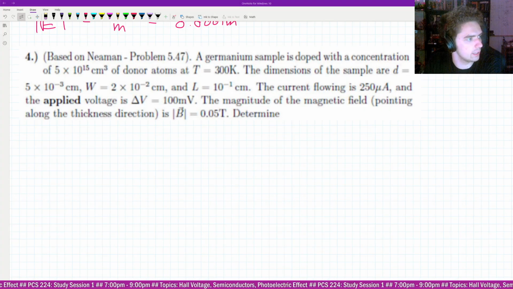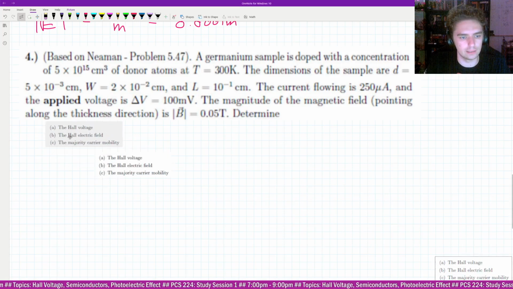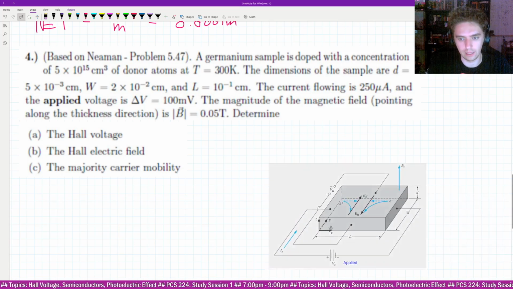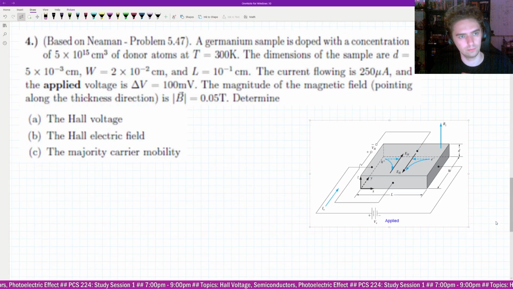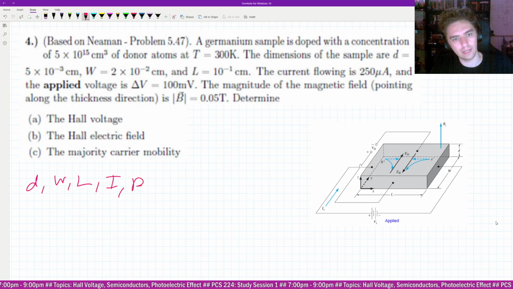So we need to determine this. The Hall voltage, the Hall electric field, which we know how to find from the Hall voltage, and the majority carrier mobility. So again, I'm going to put the picture up just so we have a little bit of a visual of what's going on here. And I'll just highlight all the things we know. We know the depth, the width, and the length. We know the current. We know the magnetic field.